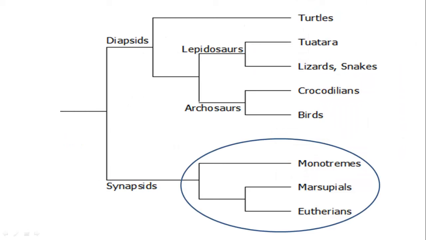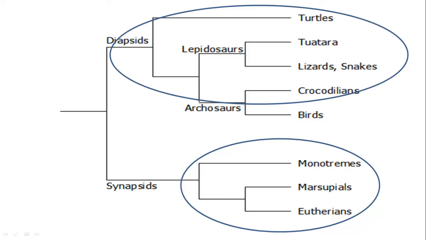All right, so another example here. What type of grouping would this be? What type of clade? This would be a monophyletic grouping. This one, because it doesn't include birds, but includes the ancestor diapsids and all the other ones, this would be a paraphyletic grouping.